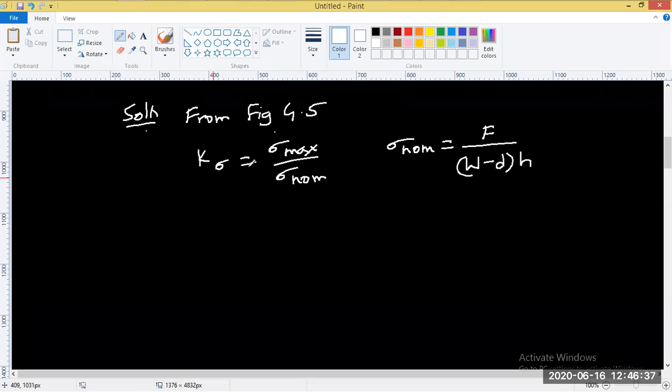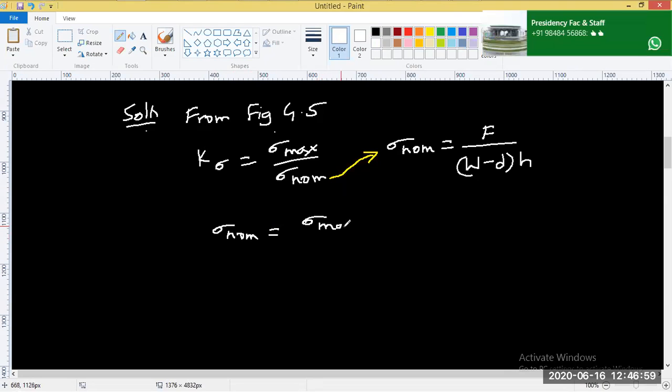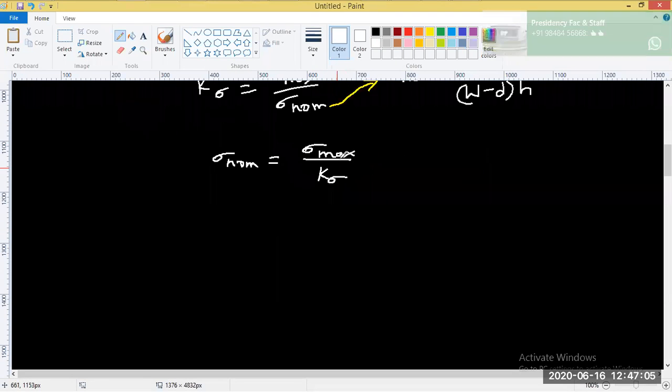But we need to get K sigma first, right? We want the nominal stress to be supplied from here to here, but we need K sigma first. So let's do that. Sigma nominal, the nominal stress, is equal to sigma max, the maximum stress, divided by K sigma, the stress concentration factor. So where will you get the stress concentration factor?